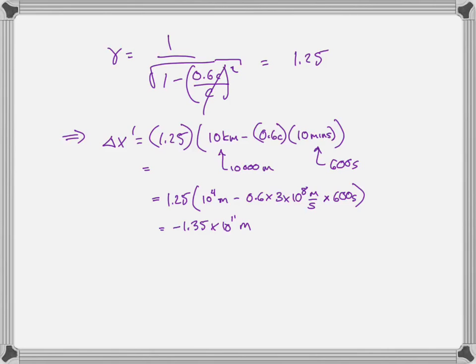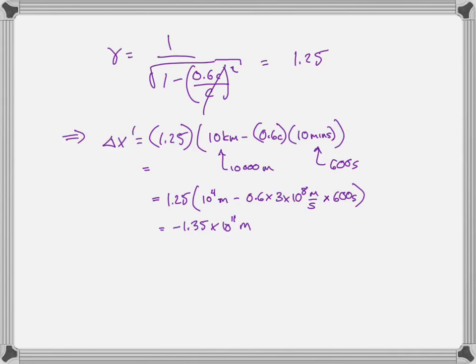So plugging in for delta x prime, I just plug those numbers in. You get minus 1.35 times 10 to the 11th meters. You say, wait, that's an unimaginably high number. Well, the alien spacecraft is going at unimaginably high speed. It's going close to the speed of light. 10 minutes is more than enough time for light to get from here to the sun, so the alien can go almost as far as the sun in 10 minutes.